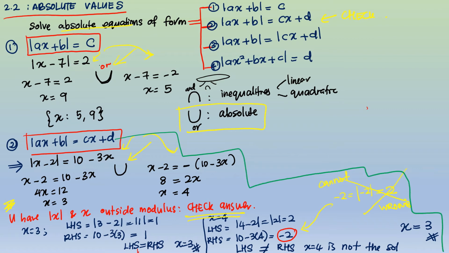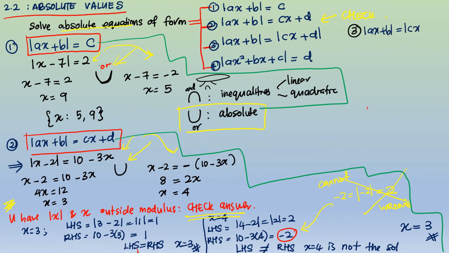the stair here. Alright. So let's see the form 3. Our form 3 here we have modulus ax plus b, modulus cx plus d. Okay, you have a modulus on both sides.